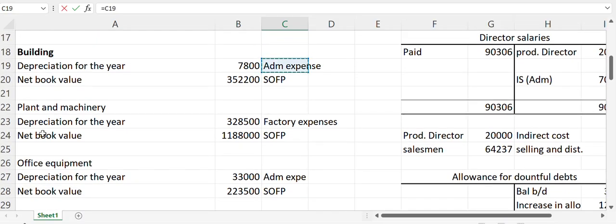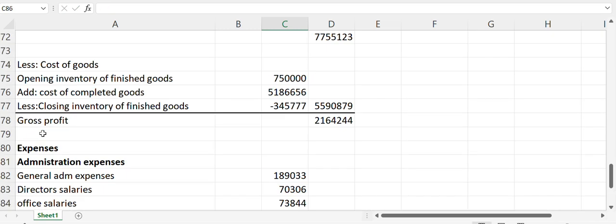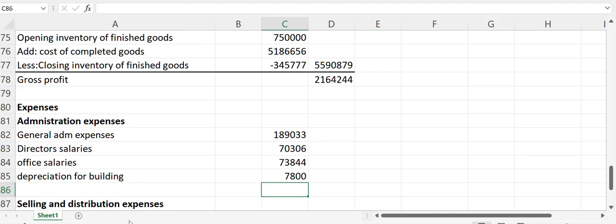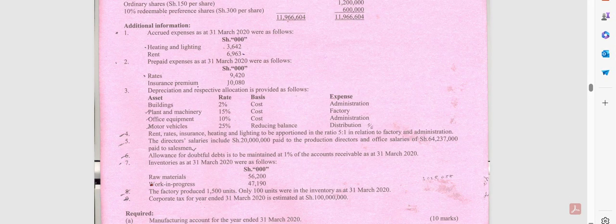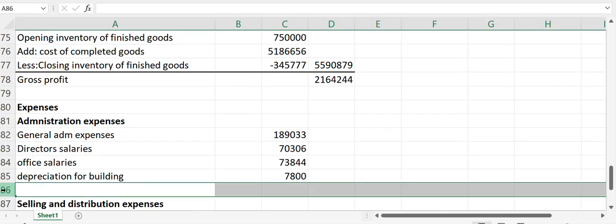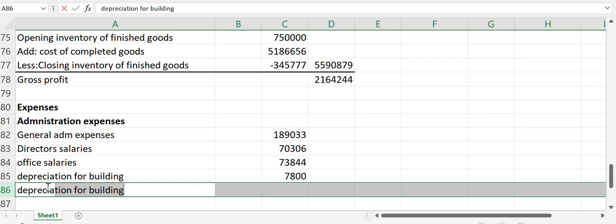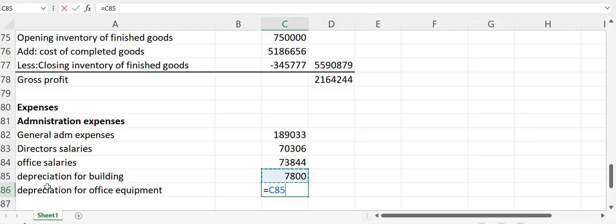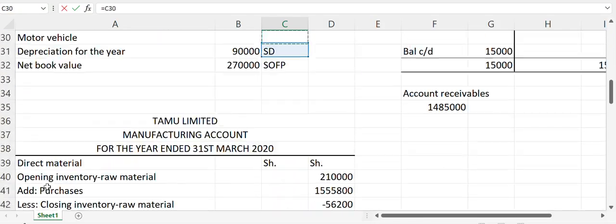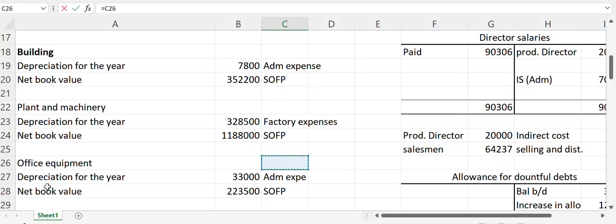Building, depreciation for building. Here it is. And then we also have depreciation for another item. It was for what? Under admin, office equipment. So depreciation for office equipment. Here it is, 33,000.